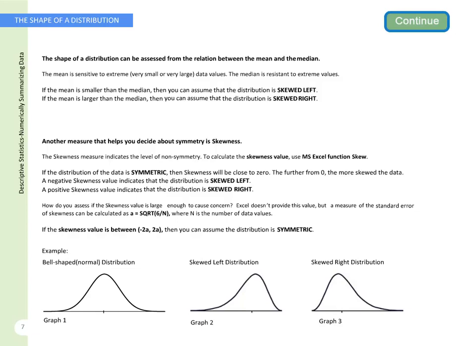The skewness of a distribution can be assessed from the relation between the mean and the median. The mean is sensitive to very small or very large data values. The median is resistant to extreme values. If the mean is smaller than the median, then you can assume that the distribution is skewed left. You can visualize that distribution in graph 2. If the mean is larger than the median, then you can assume that the distribution is skewed right. You can visualize that distribution in graph 3.